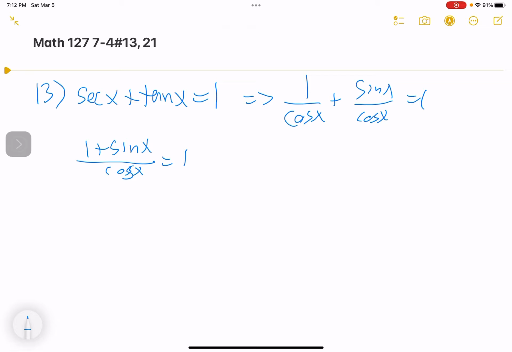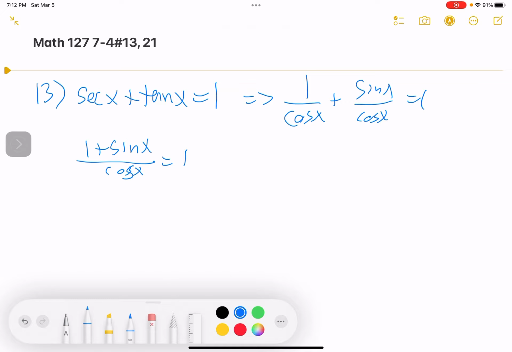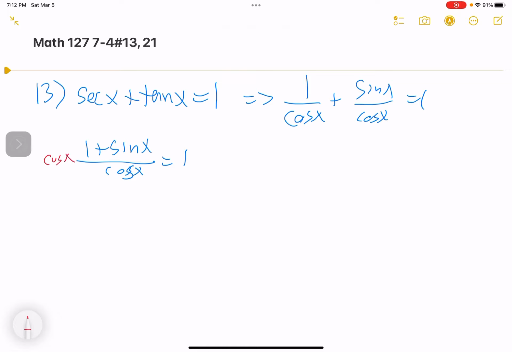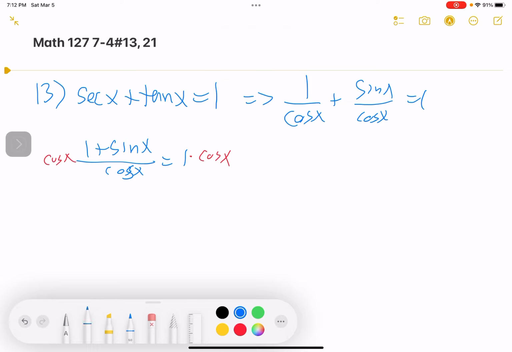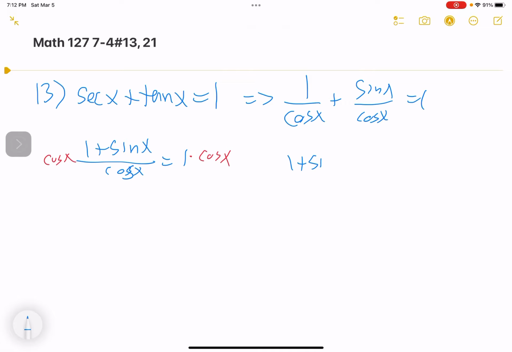Now, we're not going to get out of this without a little bit of work. I was going to make an analogy, but I think nothing works except it's going to be work. So I'm going to clear the fraction by multiplying by cosine of x on both sides. And we end up with 1 plus sine of x equals cosine of x.